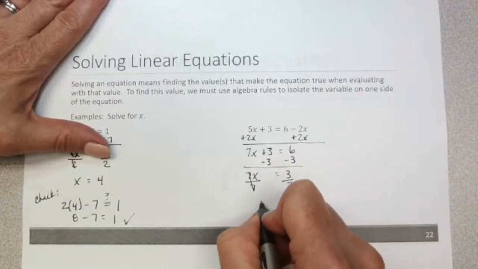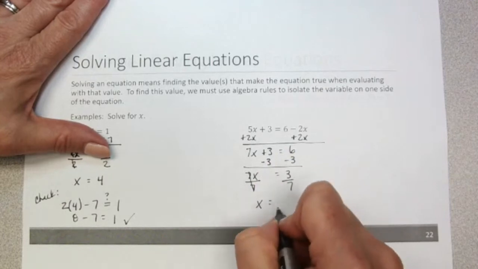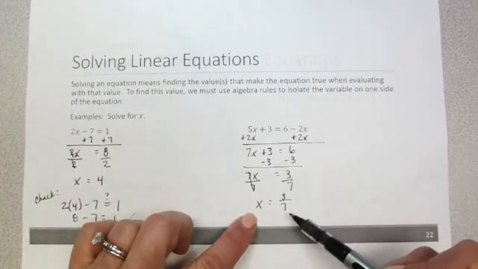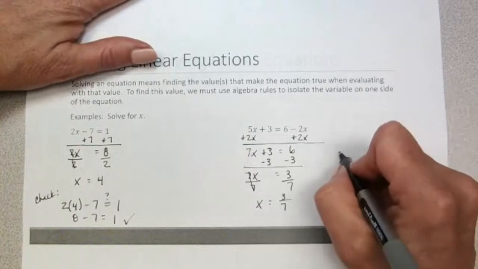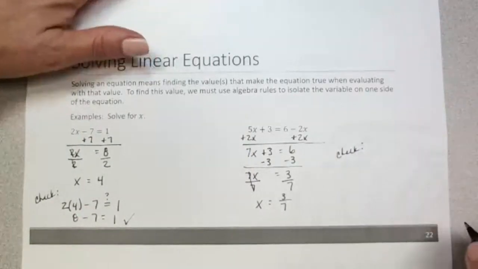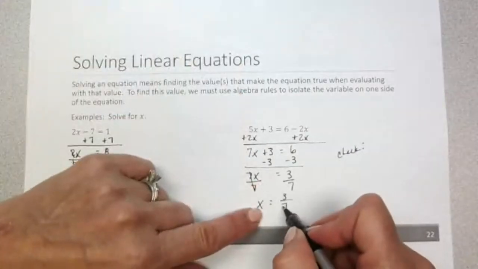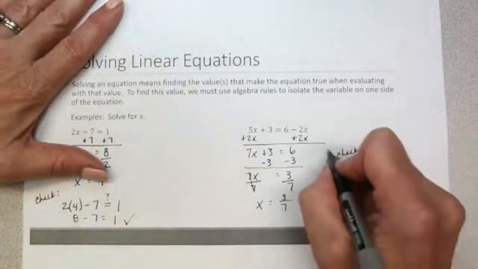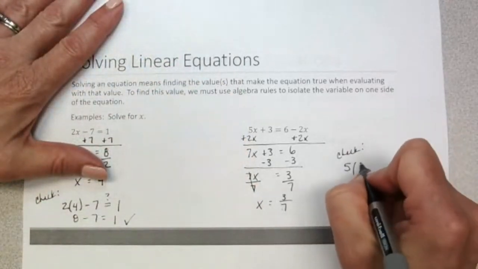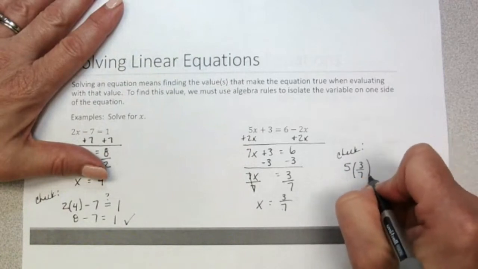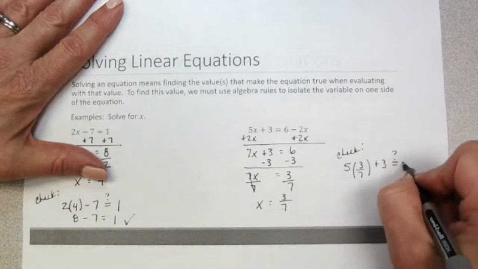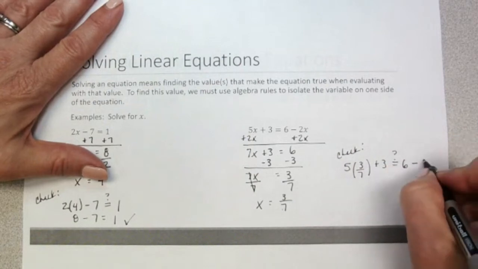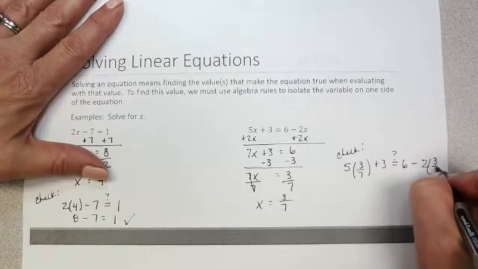We divide out on the left-hand side. And we see that when x is equal to 3/7, this is the value that makes this equation true. Shall we check it? To check it, we're going to put that 3/7 back in for the x. So 5 times 3/7 plus 3, we want to find out, is that equal to 6 minus 2 times 3/7?